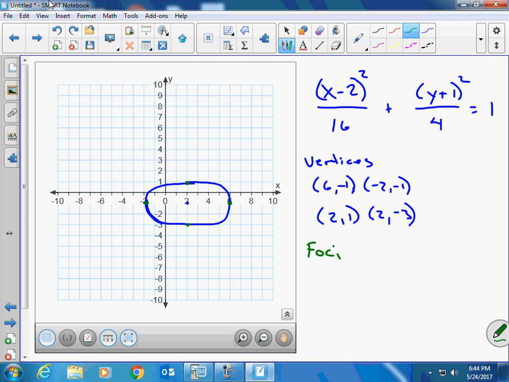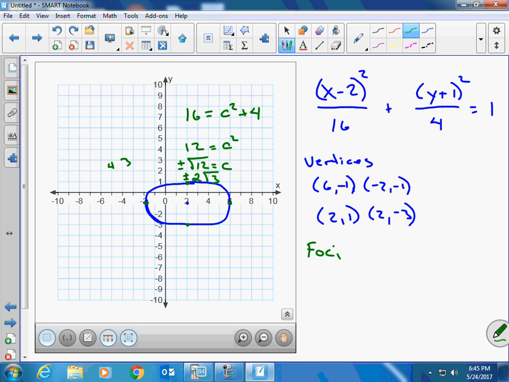Okay, foci. A squared equals b squared plus c squared. Which one's a squared? The 16 or the 4? Well, the larger one. So 16 equals c squared plus 4. So c squared equals 12. And so c equals plus and minus the square root of 12. Let's write that in simplified radical form. What perfect square goes into 12? 4, right? So I can break 12 into 4 and 3, and the square root of 4 is 2. So that becomes plus or minus 2 square roots of 3. That is the length from the center to C.